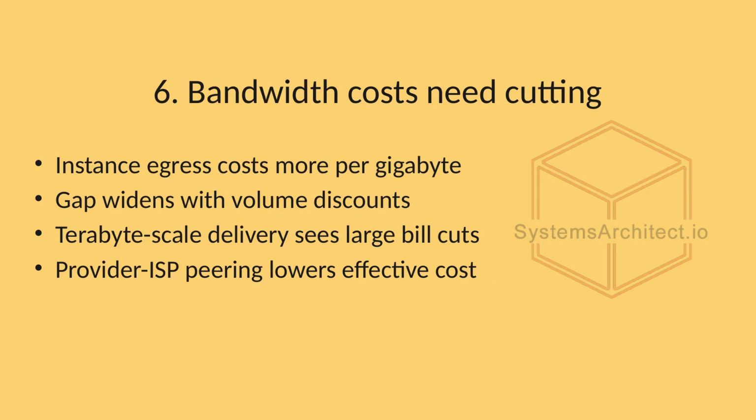6. Bandwidth costs need cutting. Egress out of compute instances costs materially more per gigabyte than CDN egress. Teams moving terabytes a month often cut that bill by a large fraction. Peering deals between the providers and major ISPs push the cost down further.